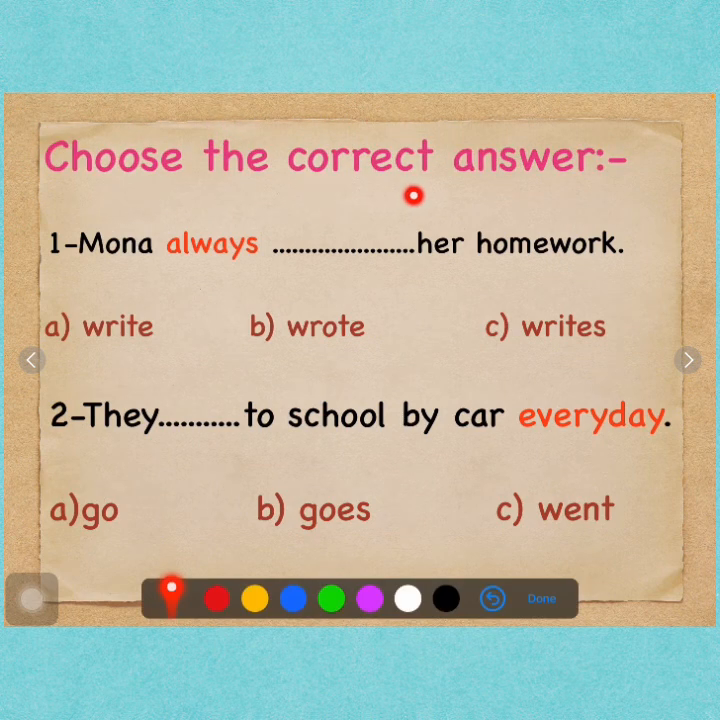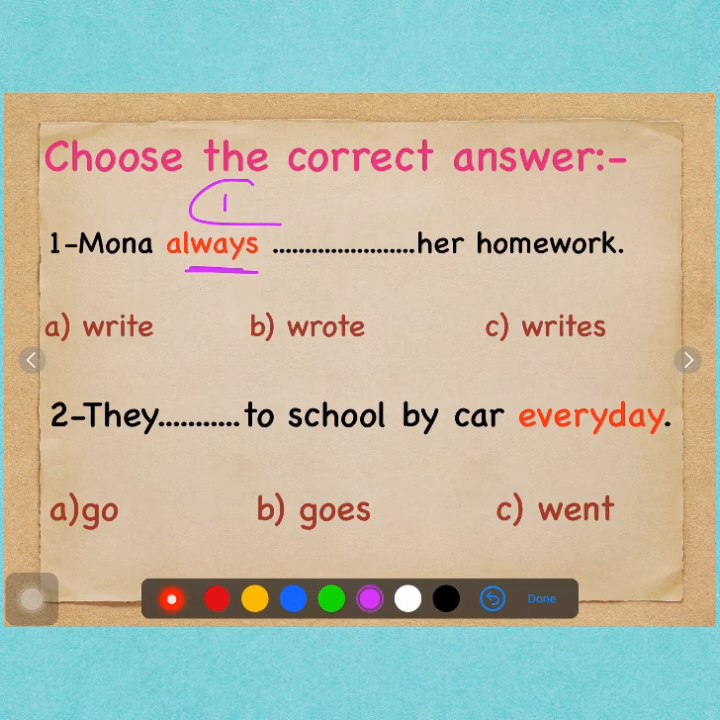Choose the correct answer. Now let's do number 1 together. Muna always ___ her homework. What are you going to choose, girls? Write, wrote, or writes? But first, let's see, where's the keyword, girls? Always. So this is number 1. Always is the keyword that opened my mind and told me, please, teacher, put the verb in the present.